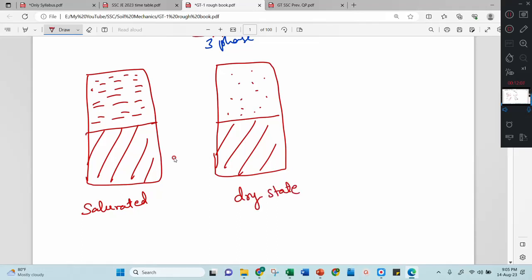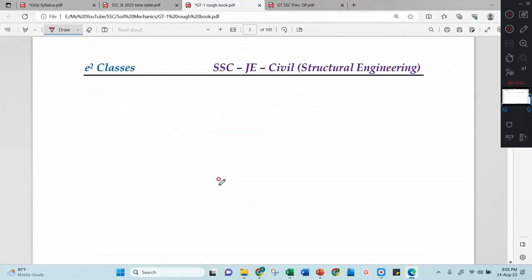Dry state means here we will be studying soil as a two phase system. Okay, now if I want to give some terms to these phases, then I can give the phases like this.